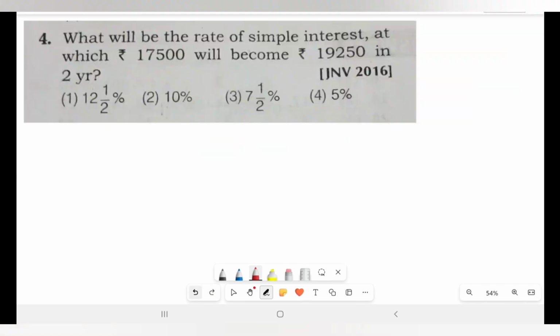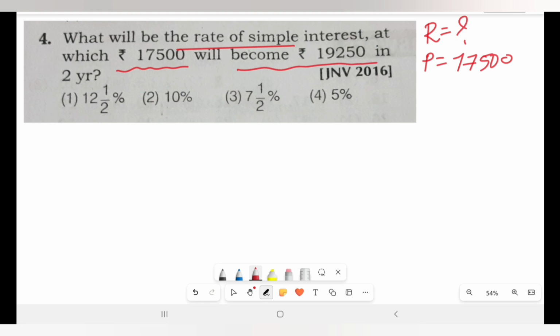Everyone, in this question we have been asked to find the rate of simple interest, that is R. The initial amount, principal P, is equal to 17,500. That will become 19,250, the final amount, that is amount is equal to 19,250, in 2 years, that is the time period t is equal to 2 years.